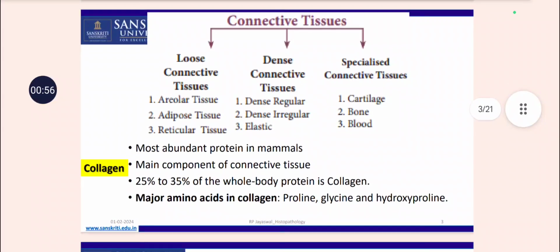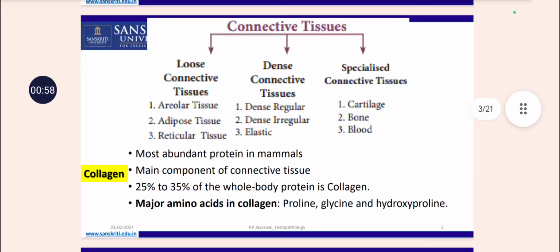In this slide we will learn about the various types of connective tissue. There are three types of connective tissues. First one is loose connective tissue, second is dense connective tissue, and third one is specialized connective tissue. Loose connective tissue subtypes are areolar, adipose, and reticular. Dense connective tissue subtypes are dense regular, dense irregular, and elastic. And the specialized connective tissue examples are cartilage, bone, and blood.